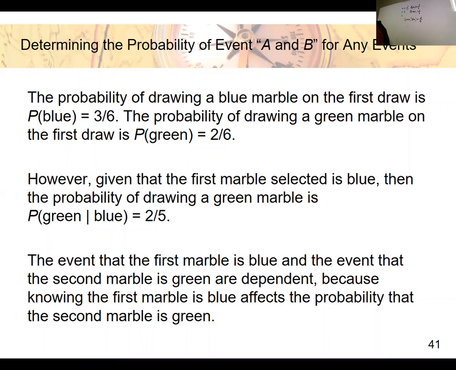So the event that the first marble is blue and the event that the second marble is green are what we call dependent events, because knowing the first marble is blue affects the probability that the second marble is green. Of course it affects it because it drops the sample size down a bit. Questions on that?